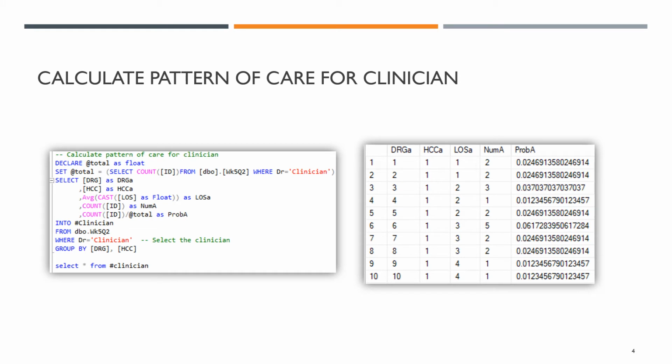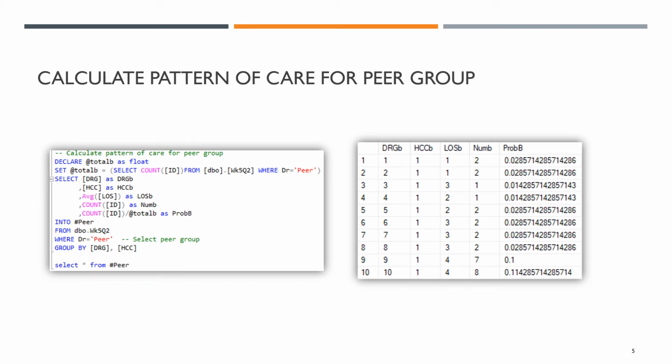Now we need to calculate the pattern of care for clinicians and peer groups. Doing the clinician's calculation first, we declare an attribute labeled total as float and use the count of patients where the doctor is clinician. We then select DRG, HCC, LOS, the count of patients, and calculate the probability. The pattern of care for the peer group is also needed. Using the same code, we can calculate the pattern of care, but using where the doctor equals peer instead.